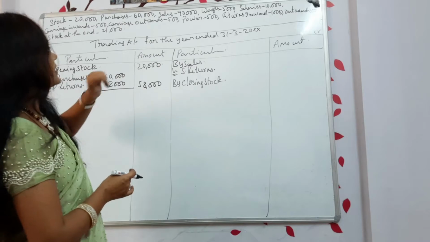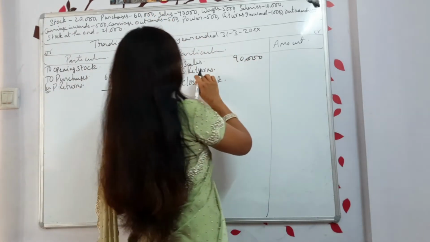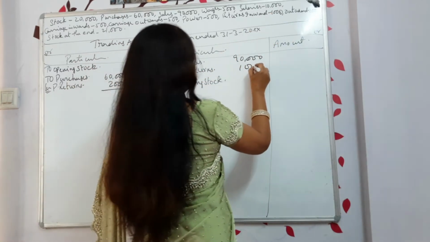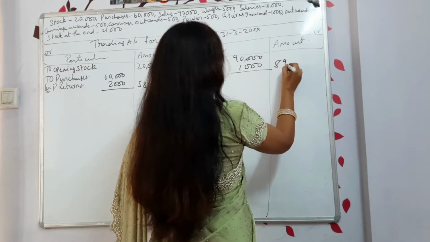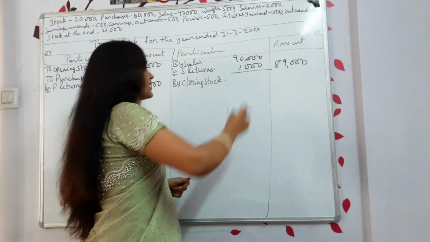Now let us see what is sales. Sales is 90,000. Just to explain, the sales returns, that is the returns inwards, is 1000. Total 89,000. 90,000 minus 1,000, it is 89,000.